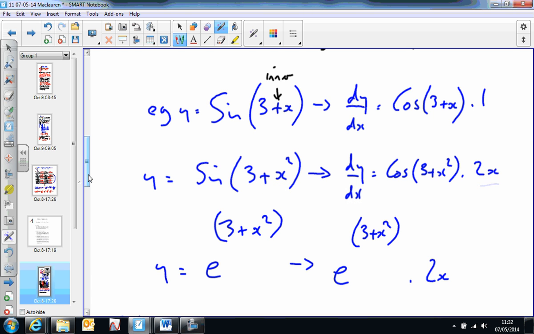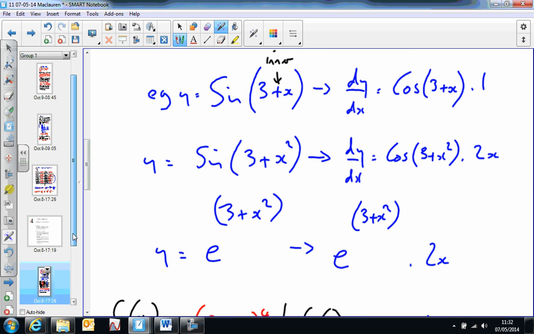Here's another one. What's y equals e to the 3 plus x squared? That's the inner function, if you like. So the answer is going to be the differential of e to the x, which is just e to the x, multiplied by the differential of this, which is just 2x. So Maclaurin gets difficult when you've got awkward differentials to do. But certainly in the exam you're not going to have an awkward differential to do.